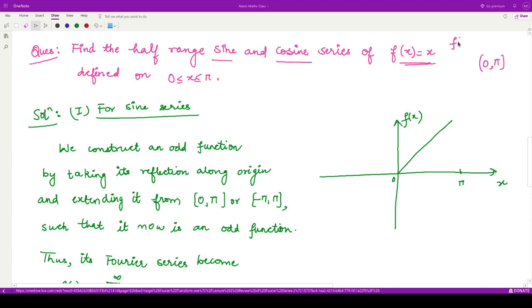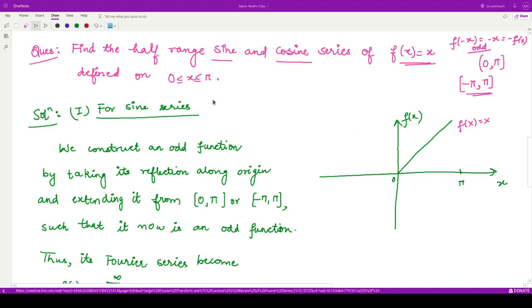So now if you see this function here in this interval 0 to pi, you will say okay, f of minus x is equal to minus x, which is equal to minus f of x. So I can say my function is an odd function in this interval. But what if I talk about this interval minus pi to pi? In this particular interval we can extend our function. From 0 to pi it is given to us that the function's value is f of x is equal to x. So now we can extend this particular function.